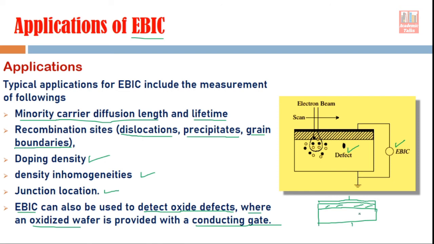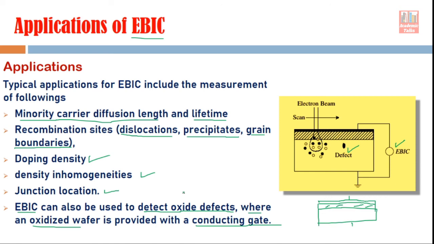Now, if there is any defect present in this oxide layer, that defect will act as a recombination center, and because of that defect the current will change. So, the variation in the current as a function of position can be recorded, and we can find out the presence of defects in the case of oxides also.